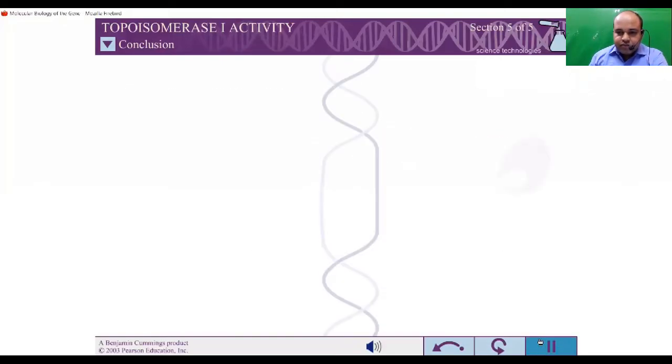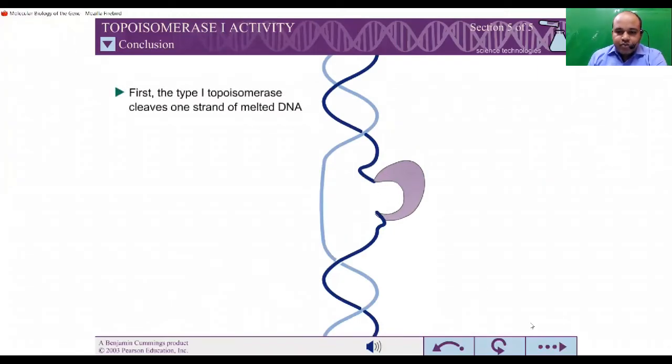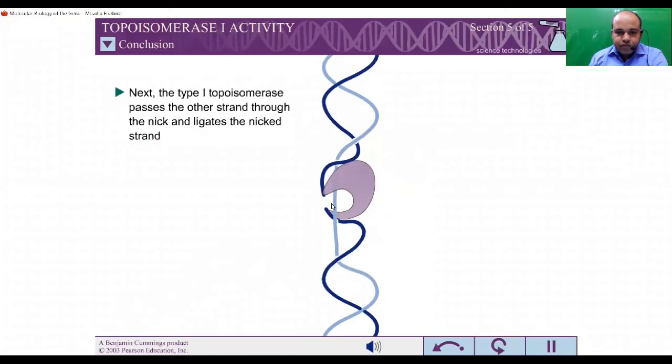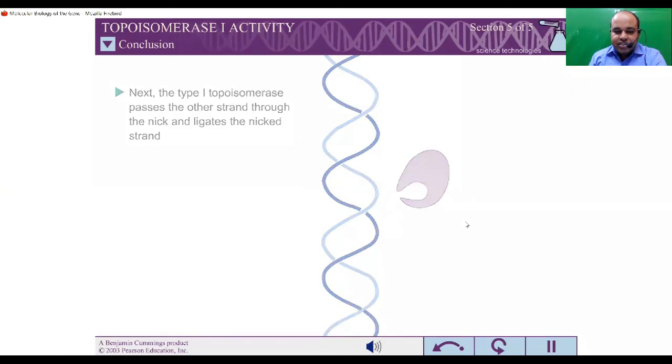Next point. In order to increase the linking number of a DNA molecule, many type 1 topoisomerases must first bind to a segment of DNA in which the two strands are melted. The topoisomerase then cleaves one of the two strands, changes its conformation and reseals the gap. Next, the type 1 topoisomerase passes the other strand through the nick and ligates the nicked strand. Yes, this is how nicked strands are ligated. It nicks and then gets the ligation done. And so this is how ligation is achieved.